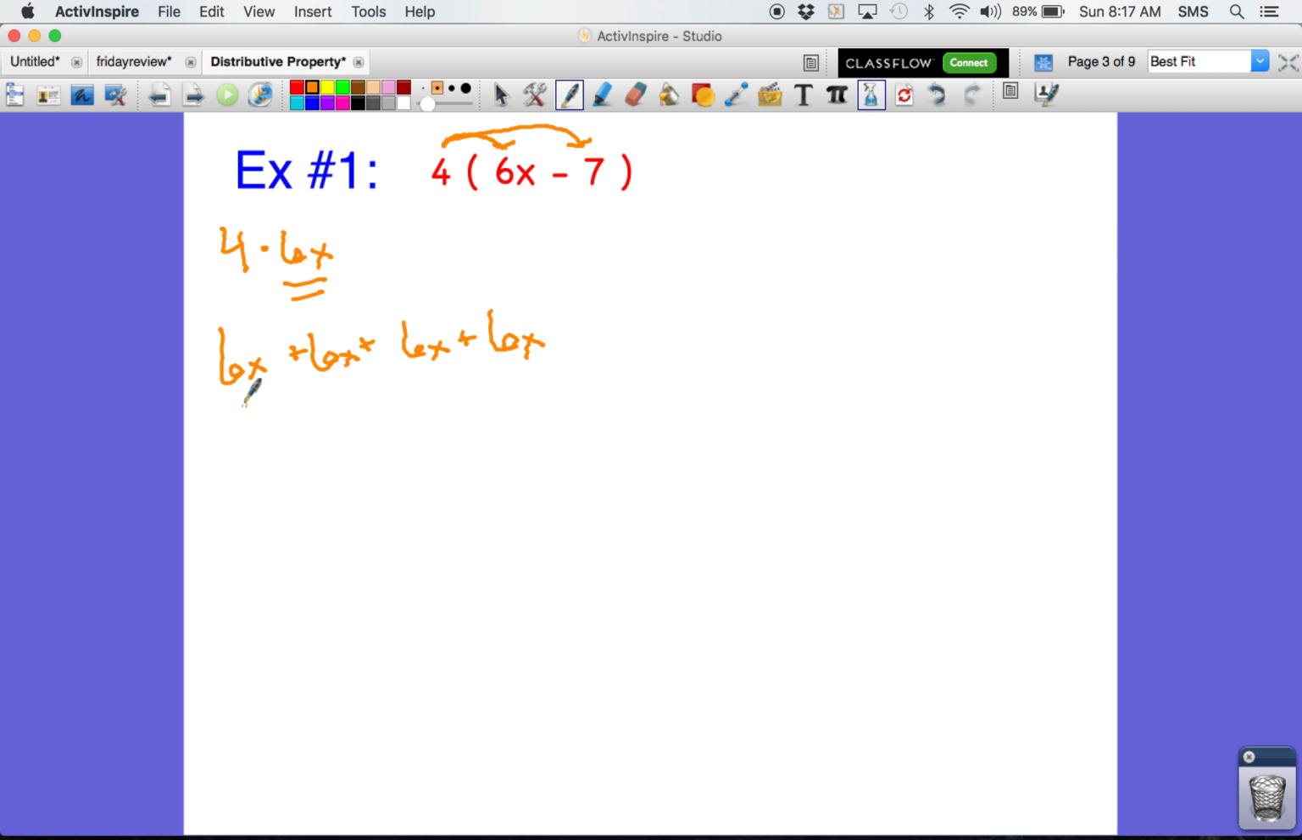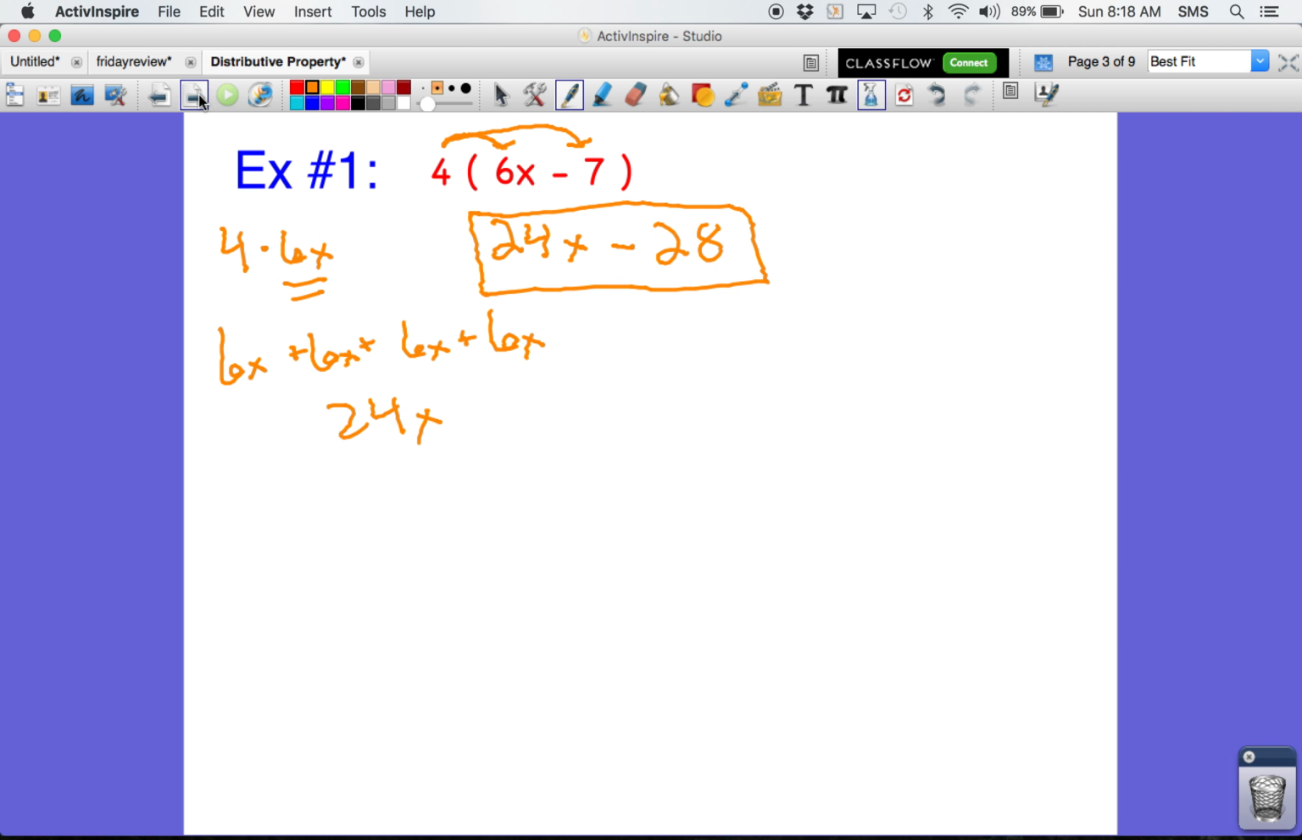Well, 6x plus 6x plus 6x plus 6x, when we combine like terms in the past, this equals 24x. So just showing why we can multiply these. So 4 times 6 is 24. I keep my x attached. And then I do 4 times negative 7. The sign follows the number. So 4 times negative 7 is negative 28. So I have 24x minus 28. And that would be my final answer.